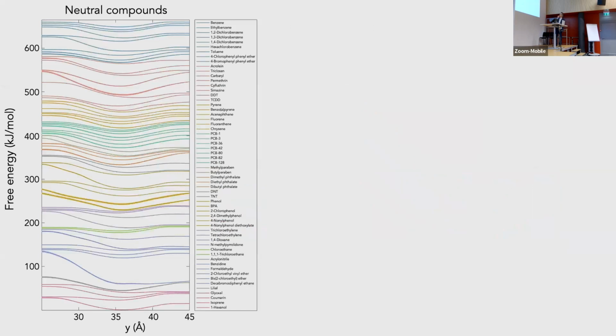These undergraduate students did a lot of work. And so they simulated, again, 83 different compounds. These are all neutral compounds. I think there's always a free energy minimum at the interface, except in some rare cases, like, I forget what this one is. It's a polybrominated flame retardant.